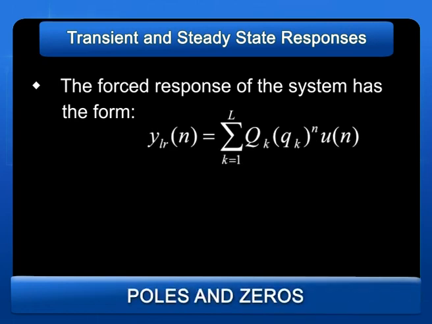Now let us look at the other one, that is the forced response. So what's the forced response? The forced response system has this form.